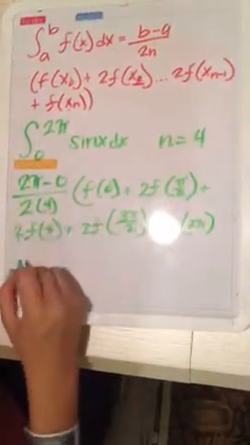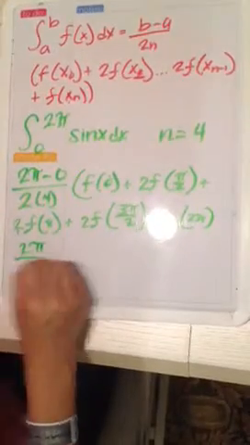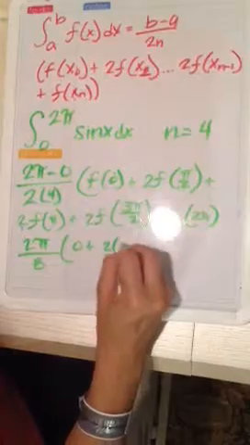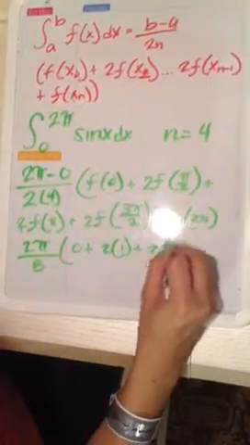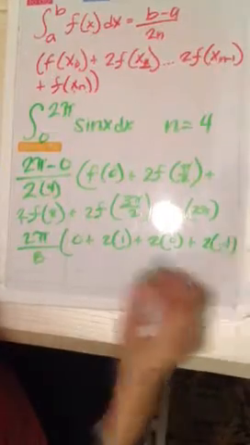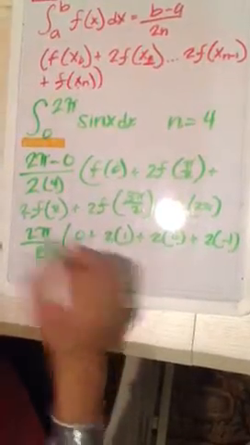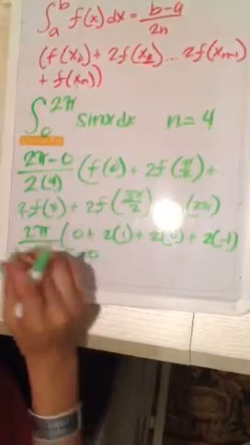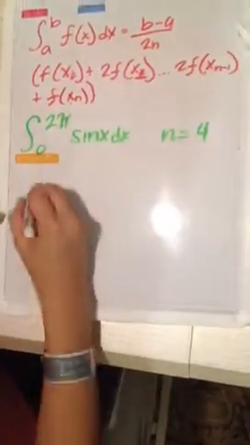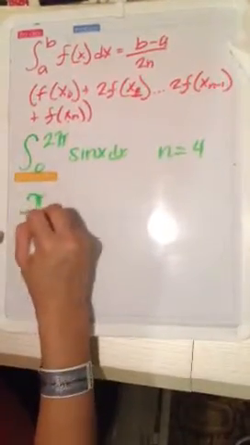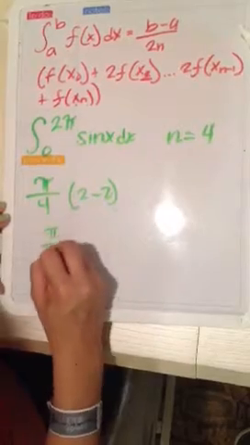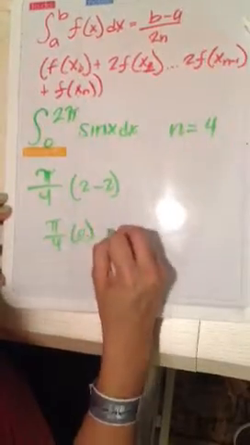Now simpler would be 2 pi over 8 times 0 plus 2 times 1 plus 2 times 0 plus 2 times negative 1 plus 0, and that would be pi over 4 times 2 minus 2, and 2 minus 2 is 0, which equals 0.